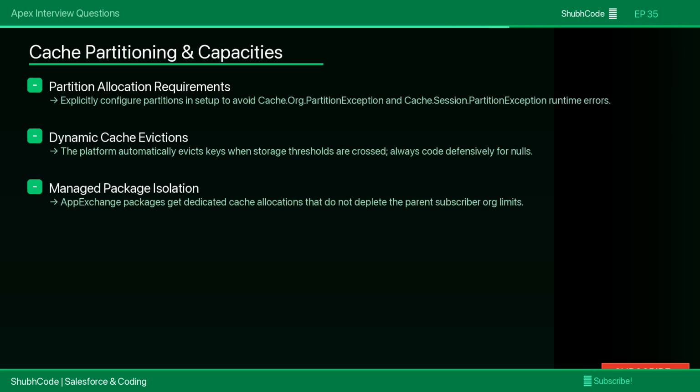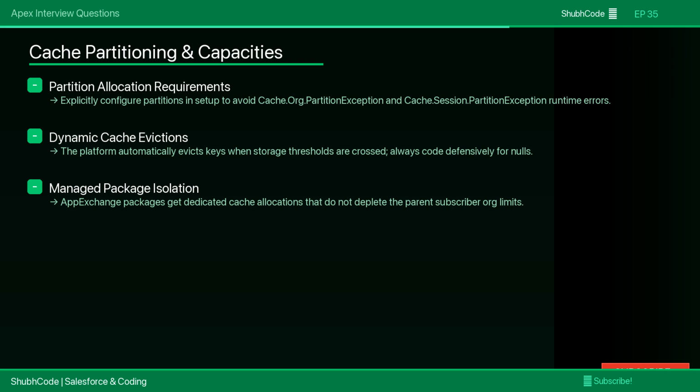Let's talk about allocation and capacity planning. Platform cache is a premium resource, and Salesforce only allocates a limited amount of space to your organization by default, typically around several kilobytes to a few megabytes unless you purchase more. Because of this limited capacity, you must define and configure cache partitions in your setup. If you do not configure partitions, your code will throw a Cache.Org.OrgCacheException or Cache.Session.SessionCacheException when trying to access them. When designing your caching strategy, you should define a default partition so you can write Cache.Org.get('myKey') without specifying a partition name.